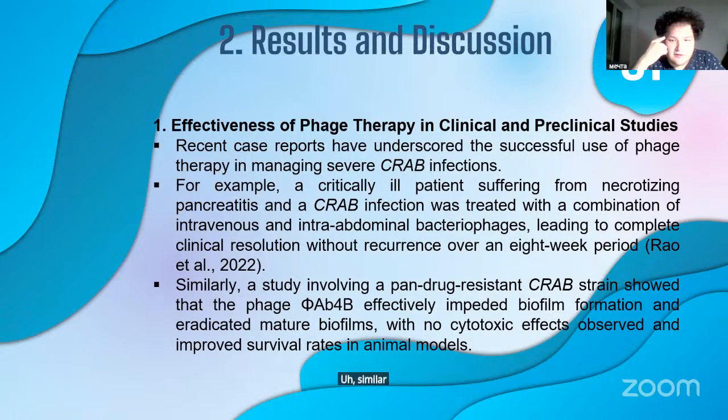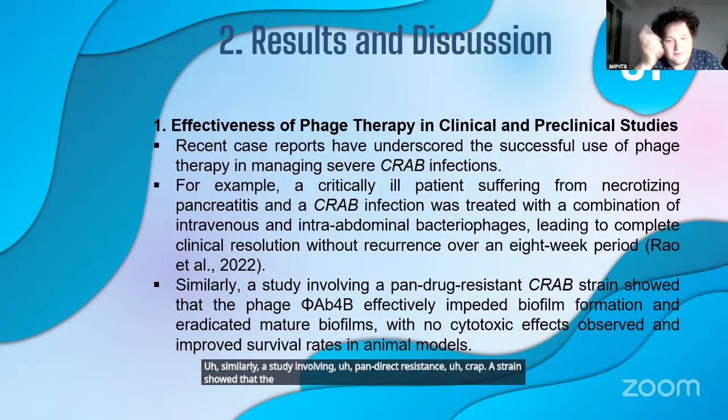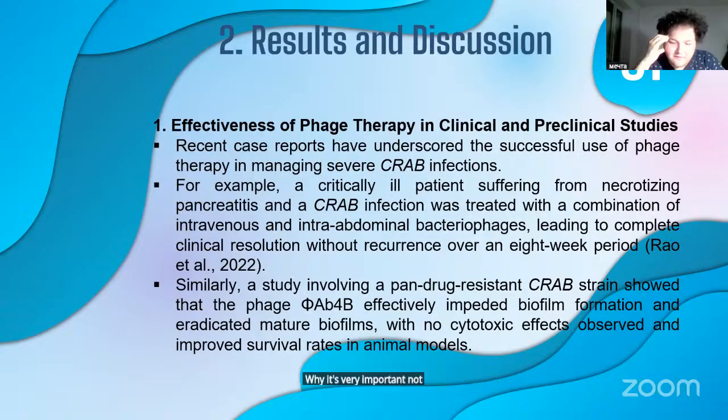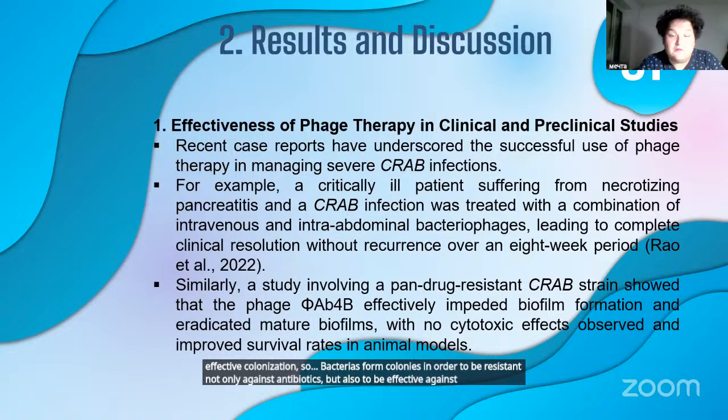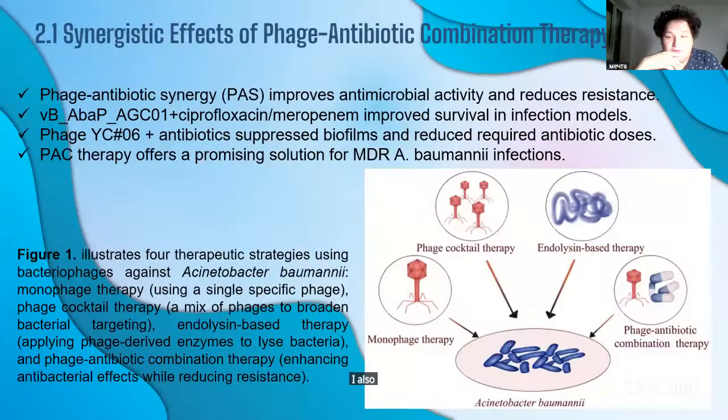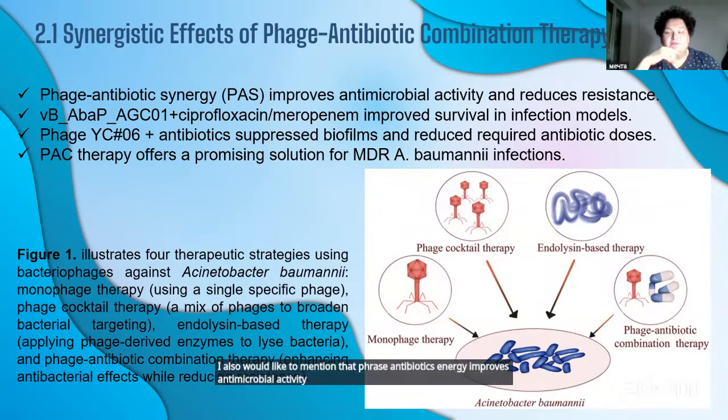Similarly, a study involving a pan-drug-resistant CRAB strain showed that the phage, this is the name, effectively impeded biofilm formation. Why is it very important not to form the biofilm? Biofilm is a sign of effective colonization. So bacteria form colonies in order to be resistant not only against antibiotics, but also to be effective against the ever-changing environment. I also would like to mention that phage-antibiotic synergy improves antimicrobial activity and reduces resistance.